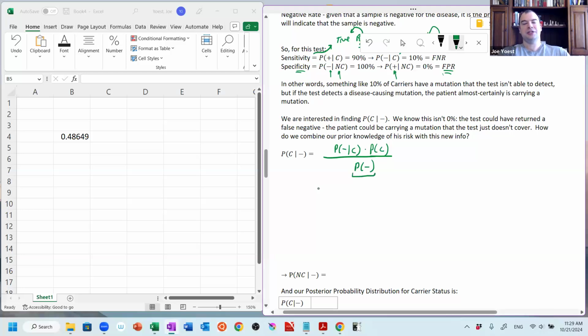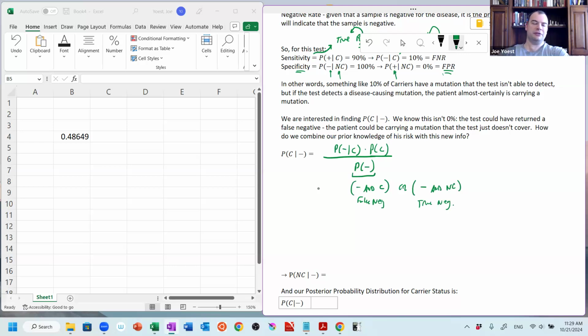Now I know that there are two ways I can get a negative test result. I could be negative and carrier. So the test says I don't have the disease, but I actually do. The test is wrong. This is a false negative. Or I could be negative and not a carrier. In other words, a true negative. I don't have the disease, and the test indicates that I don't have the disease. I can't simultaneously be a carrier and a non-carrier. I can't simultaneously have the disease and not have the disease. These are mutually exclusive.